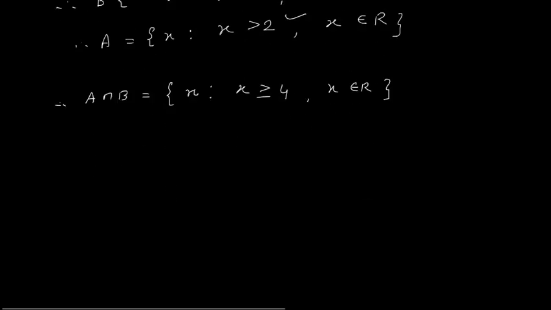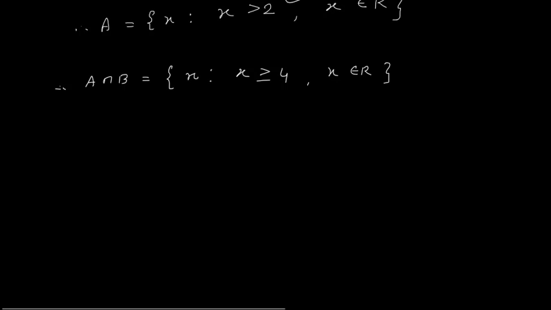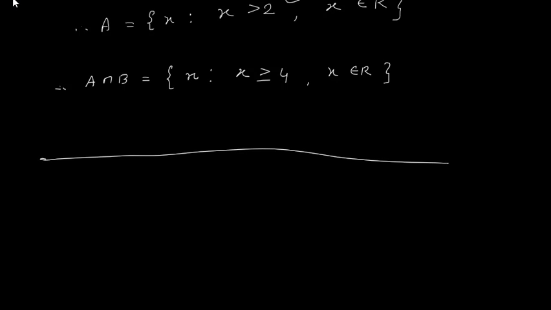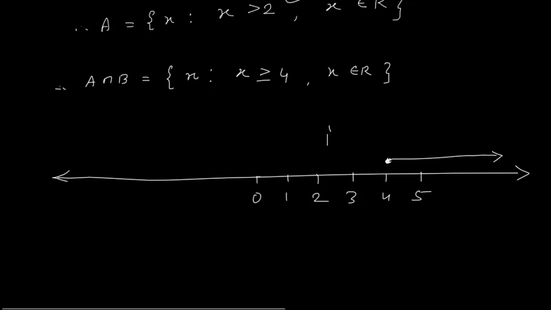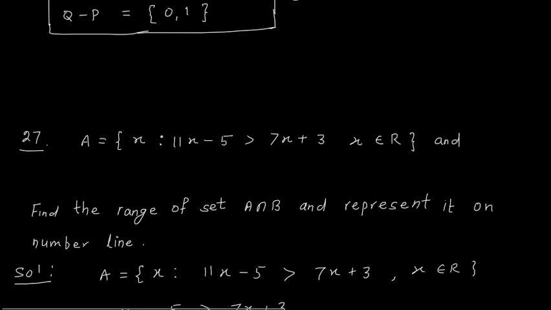Now I have to represent this on number line. So I will draw a number line. Okay, this is a number line, and on this number line this is our 0, 1, 2, 3, 4, 5 and so on. So from 4 I will extend in this direction. So this is my representation on number line. This is our question number 27. Let us move to question number 28.